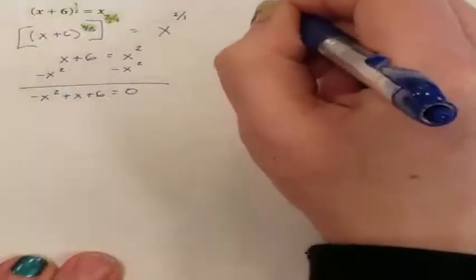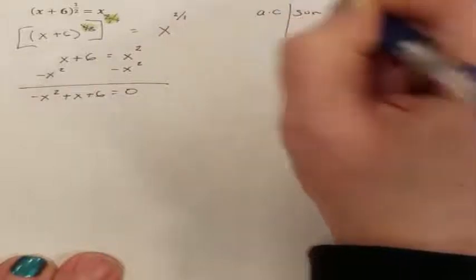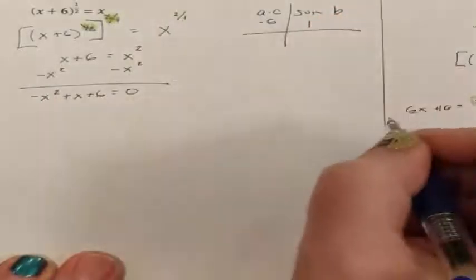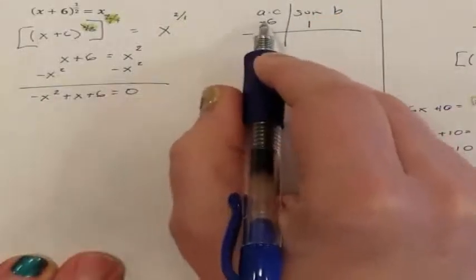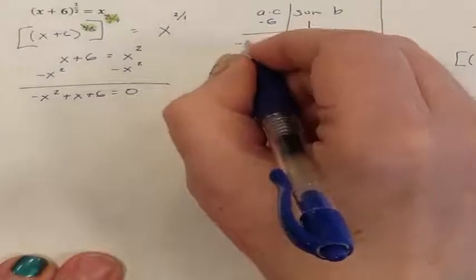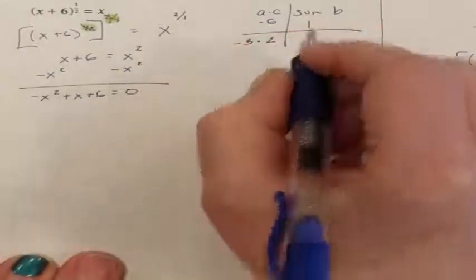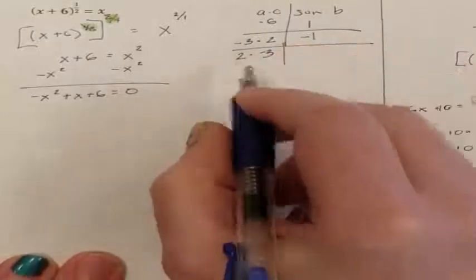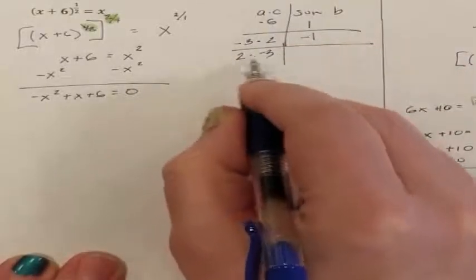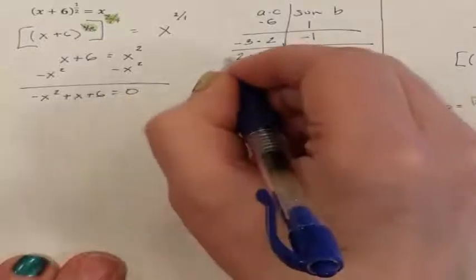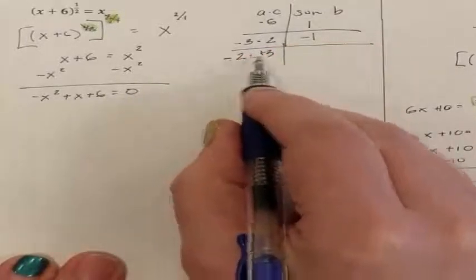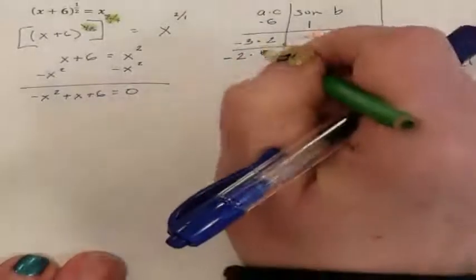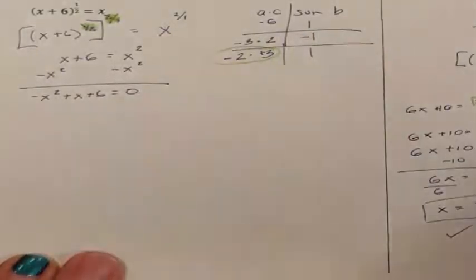So I need to figure out a times c, which somehow needs to add up to b. A times c is -6, my b is +1. I need 2 numbers that multiply to get -6 but add to give me a 1. Would it have been a -3 and a +2? Nope, those add to give me a -1. It must be a 2 and a -3. These multiply together to give me -6. These add together, they're the same thing. That was a -2 and a +3. These multiply together to give me a -6. These add together to give me a +1. So the numbers I'm using are a -2 and a +3.